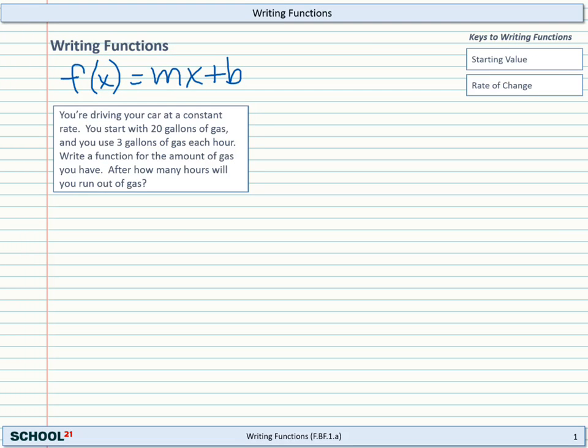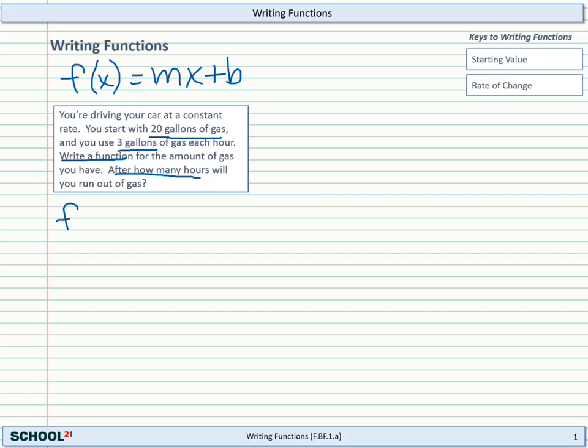Remember, for a linear function, you want to put it in the same old slope-intercept form, f of x equals mx plus b. Let's look at this example here. You're driving your car at a constant rate. You start with 20 gallons of gas, and you use 3 gallons of gas each hour. Write a function for the amount of gas you will have, and after how many hours will you run out of gas? So remember, the keys are understanding the starting value and the rate of change. And really, b is the starting value, and m is the rate of change. So let's figure that out from the problem.